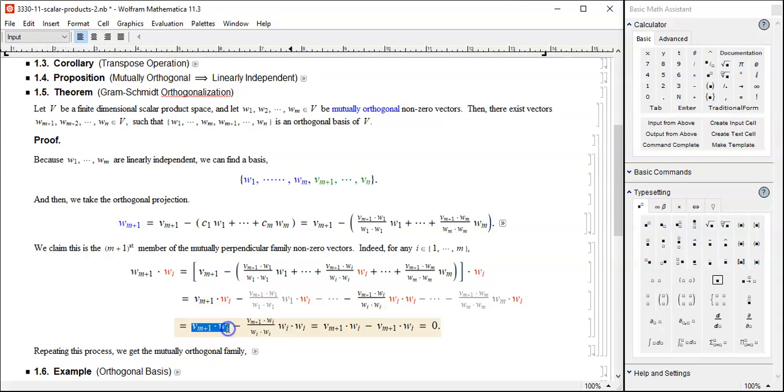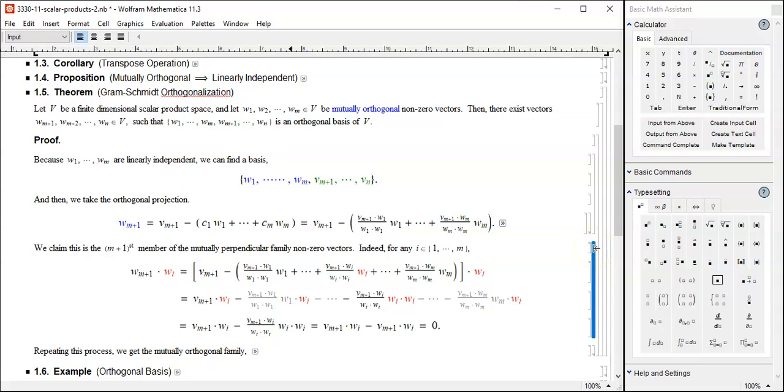So Vm plus 1 dot Wi and then this thing times Wi dot Wi, but then again look at the denominator. This and that cancel each other out. So what do you get in the end? Vm plus 1 dot Wi minus the same thing, so we get 0. Conclusion: Wm plus 1 dot any Wi is equal to 0. Therefore, we have the desired mutual orthogonality to everything, W1 through Wm.